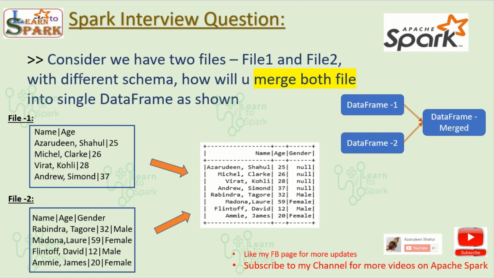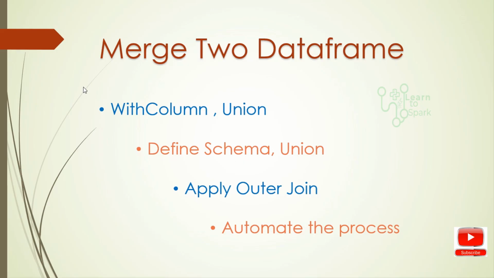We have several options to achieve this. We will see all the options one by one. The first approach for merging the two data frames will be withColumn and union. We will be using the withColumn function to add a column that is not available in a data frame with a null value, and again we will use a union to club those two into a single data frame. Let us quickly move on to a demo and check how we can do this.